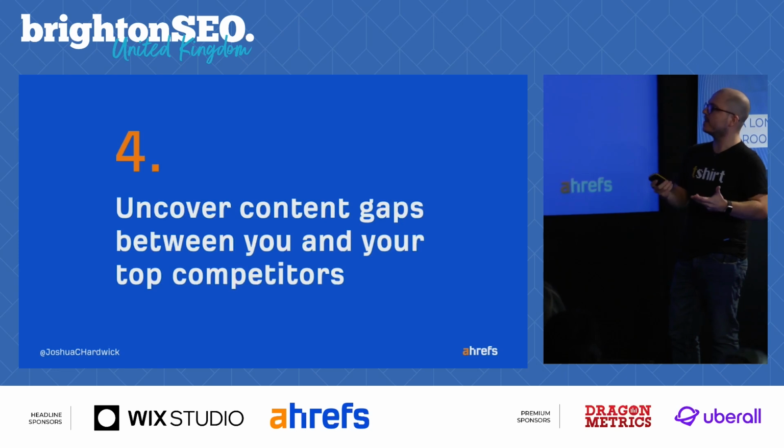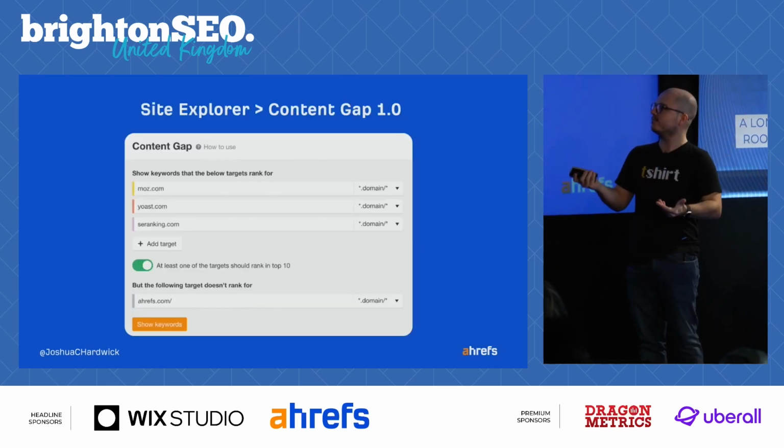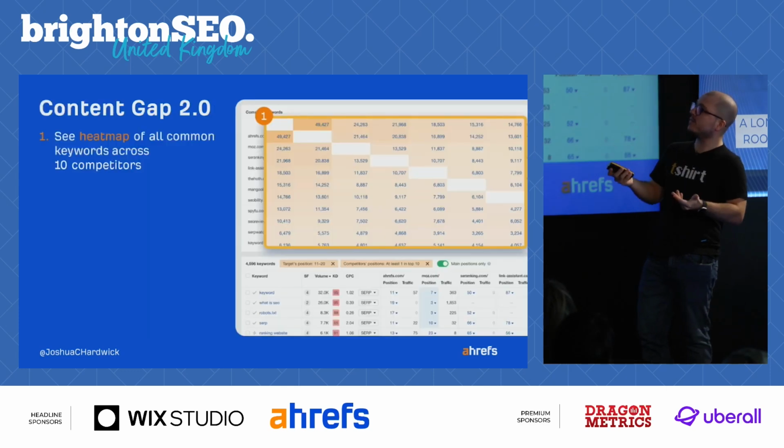Number 4, content gaps. We've had this report in Ahrefs forever. If you add in some competitors and your own site, you'll be able to see the keywords that at least one of those websites ranks for, but you do not. We've got a new version of this now that's a lot more powerful, and you can do stuff like see the heat map and get a bit of a visual view.